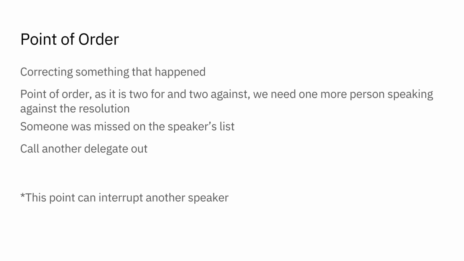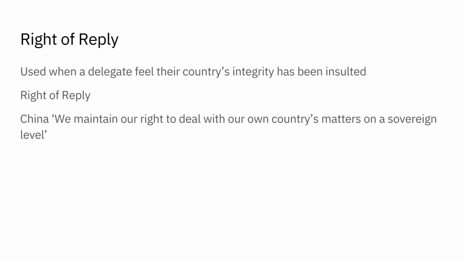Right of reply. This is definitely mostly used by countries like India, the United States, and China, as they seem to get offended by things that happen during debate, which is usually reasonable because people might say some very offensive stuff during their speech, and this is to make sure that this is not allowed.